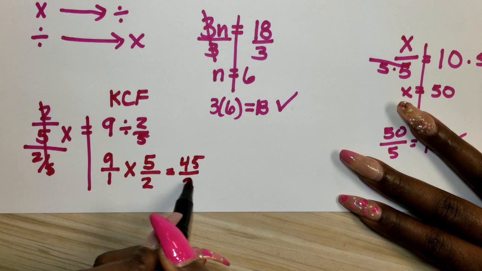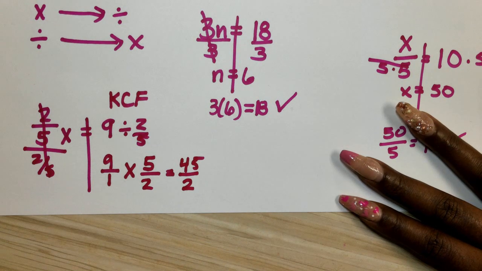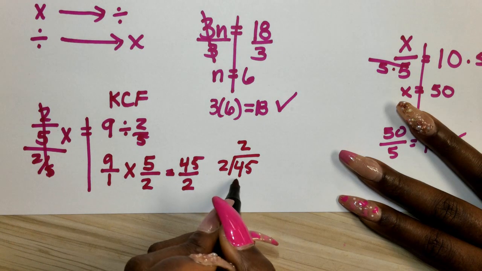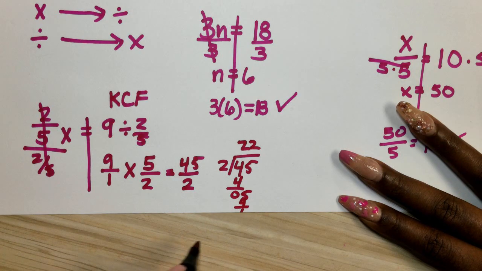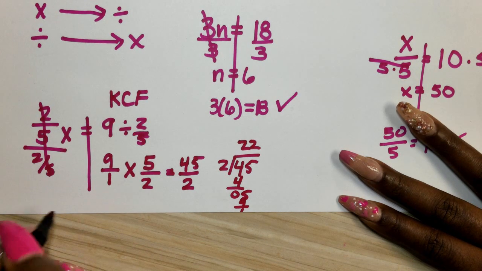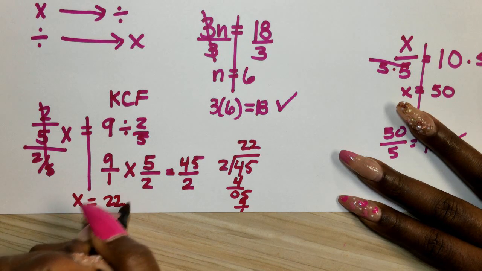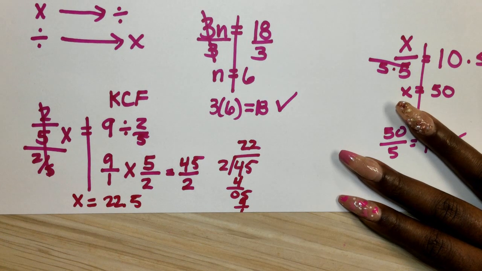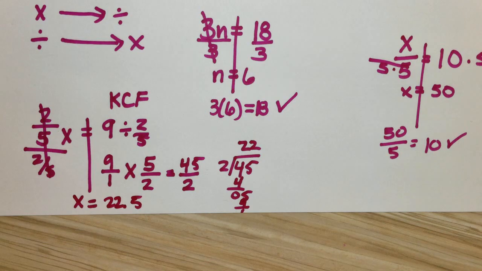45 over 2. Of course, we can't leave it like that, so I'm going to see how many times 2 goes into 45. And I have 1 left over. So in this case, x is equal to 22.5. And again, we know this is correct because I can just simply go back in and plug it in: 2/5 times 22.5 and see if I get 9. Hope this helps.